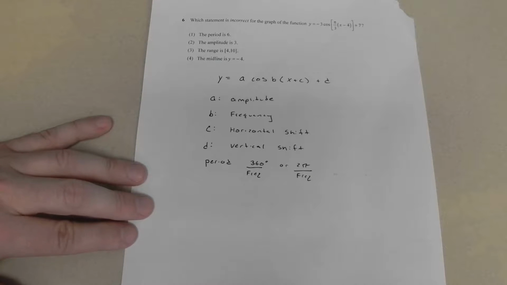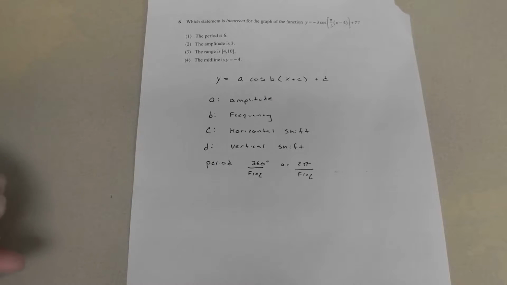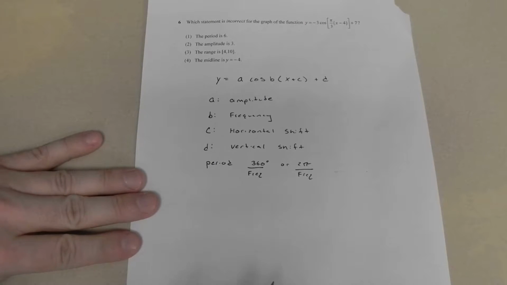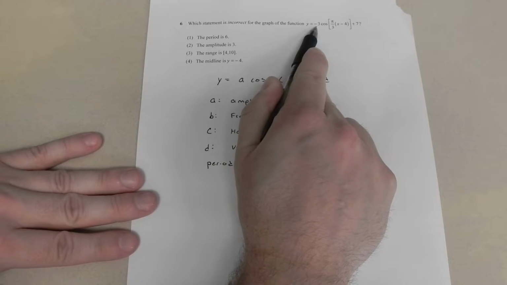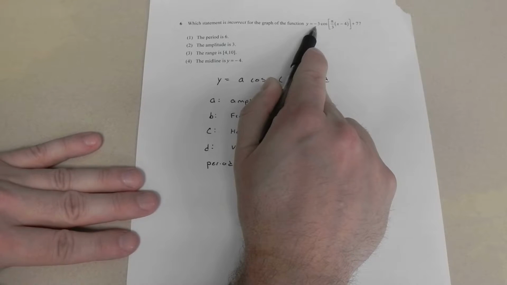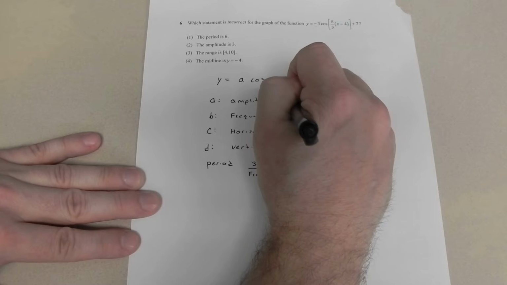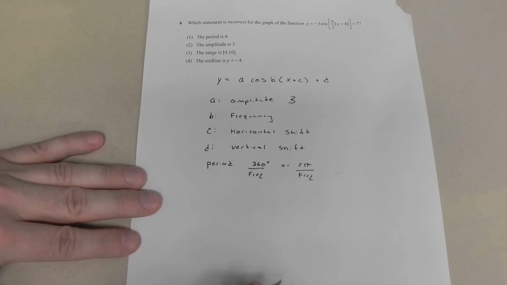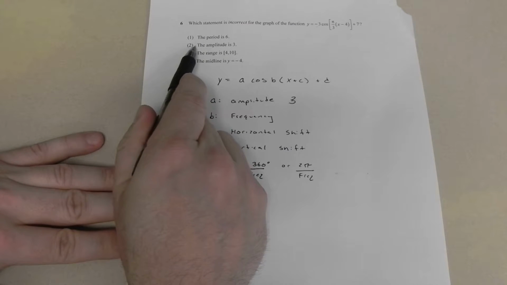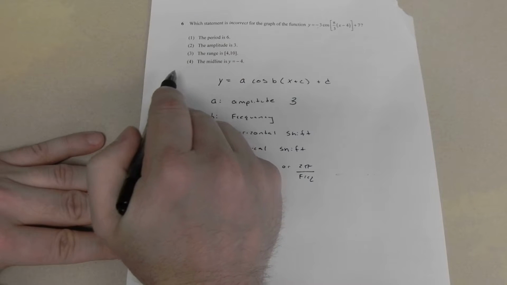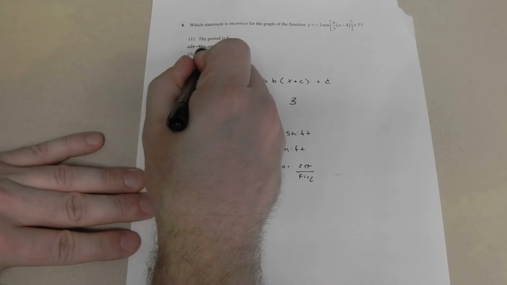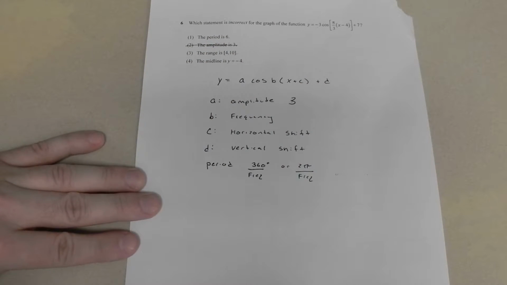So let's look at our equation and let's label some of these values. The amplitude. Well, my lead coefficient is a -3. But as far as the amplitude is concerned, I don't care about the negative. I know for this sinusoid, my amplitude is 3. And choice 2 says the amplitude is 3. However, we're looking for the incorrect statement. That's a correct statement. It can't be our answer for this problem.